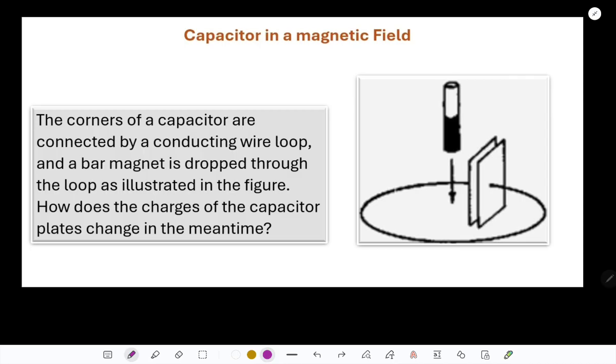and corners of a capacitor are connected by a conducting wire loop, and a bar magnet is dropped. This one is the bar magnet, I can see, and a bar magnet is dropped through the loop as illustrated in the figure. How do the charges of the capacitor plates change in the meantime?